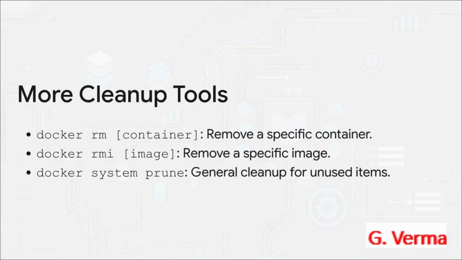Of course, you don't always need to use the nuclear option. For a more surgical cleanup, you can use docker rm and docker rmi to remove specific containers and images one by one. And honestly, docker system prune is a fantastic, much safer command. It acts like a general cleanup crew, getting rid of all the junk while leaving your active work totally untouched.